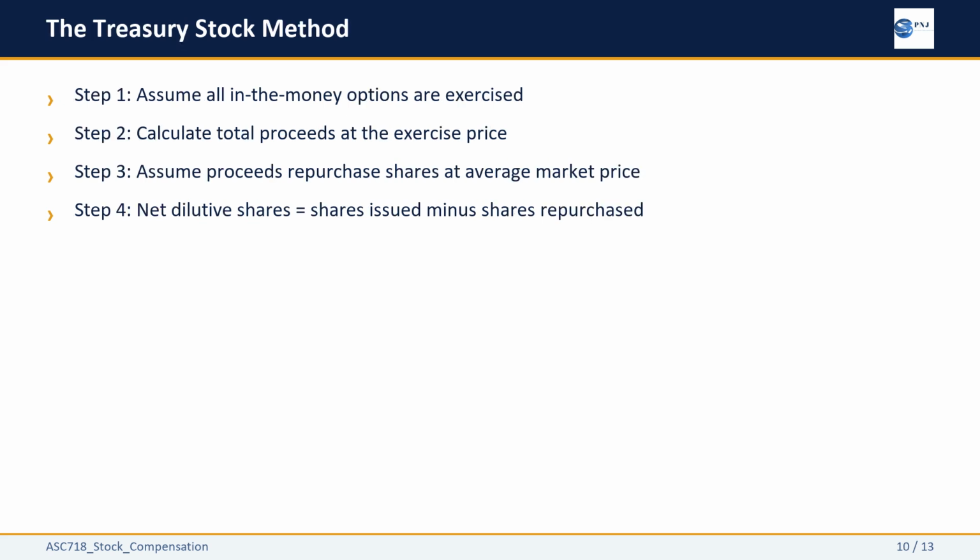The treasury stock method is the standard approach for calculating how many net new shares options would add to the diluted share count. The logic works in 4 steps. First, you assume all in-the-money options are exercised at the beginning of the reporting period. Second, you calculate the total proceeds the company would receive from those exercises, using the exercise price. Third, you assume the company uses those proceeds to repurchase shares in the open market at the average market price for the period. Fourth, the net dilutive shares added to the denominator equal the shares issued on exercise minus the shares bought back with the proceeds.